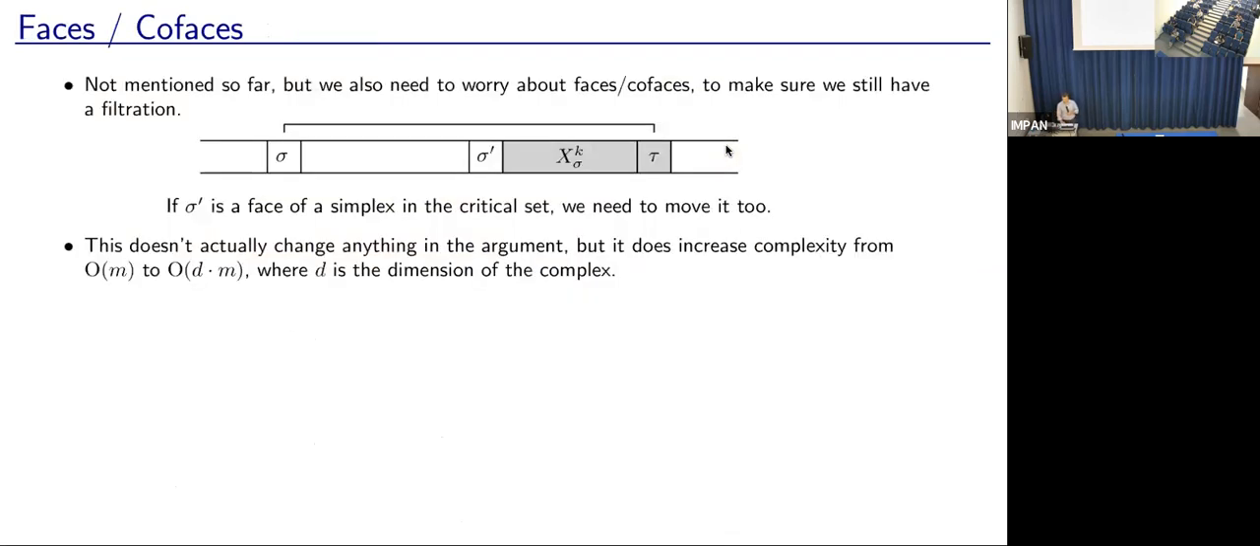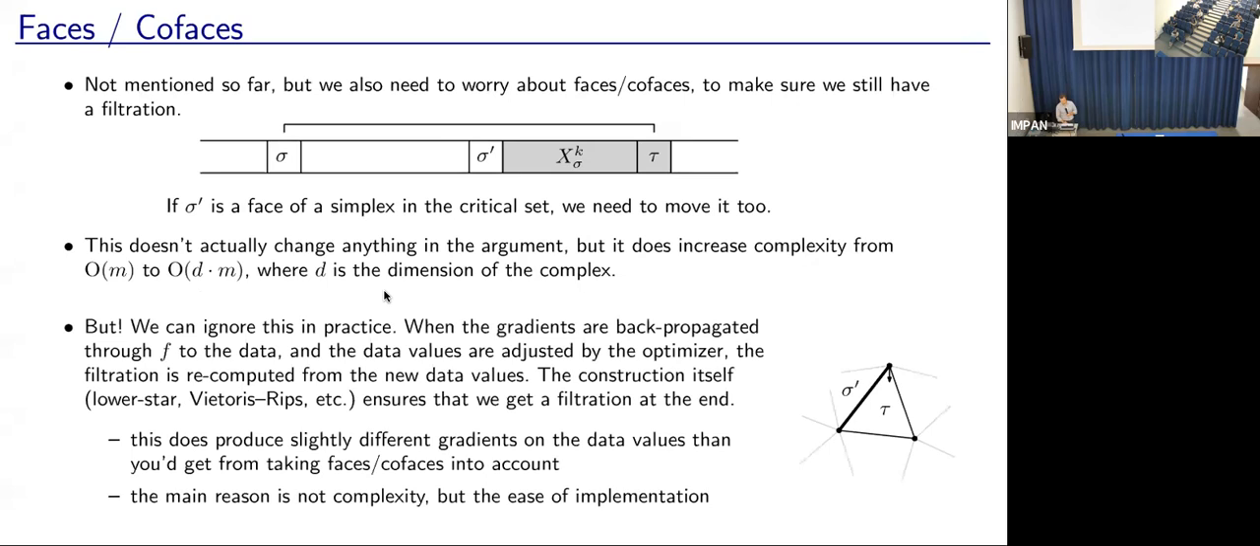Except there's one more thing to worry about, namely these faces and cofaces, which I haven't said anything about. Because if you're moving simplex tau or the critical set to the left, then in order to maintain the filtration, you have to take into account all of the faces. If you're moving down, the faces have to come before the cofaces, and so you cannot transpose. You cannot move a simplex before its face. So you have to identify all the faces or cofaces. You could do this in time O of dm, where m is the number of simplices in your critical set. But in fact, this is not even necessary.